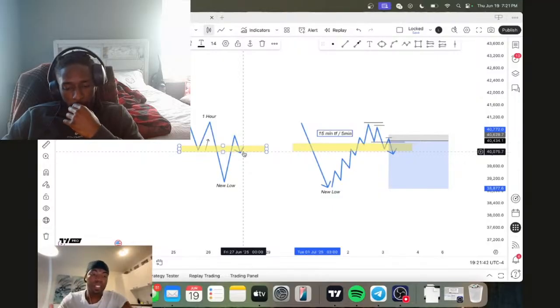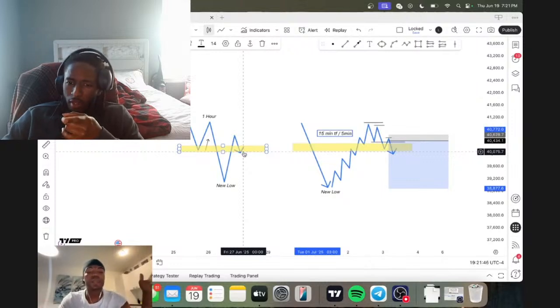But if you don't want to trade this way, or if you think it's too simple, or you think it's a joke, or this and that, then you can just leave.